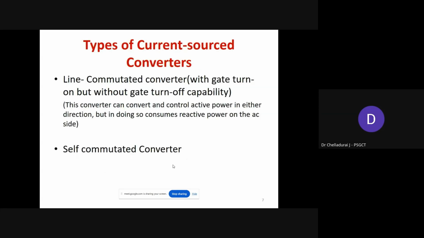Then, types of current source converters. One is the line commutated converter, another one is the self-commutated converter. In line commutated converters, we have to use turn-on capability switches only, but turn-off capability is not available in these switches. Example, SCR.